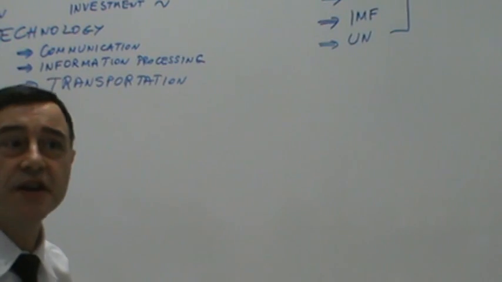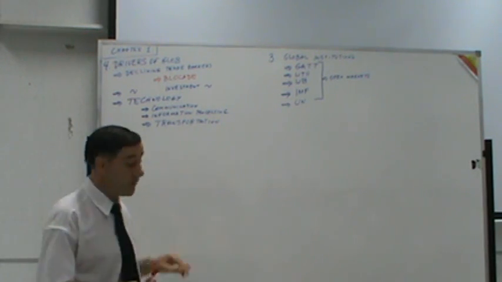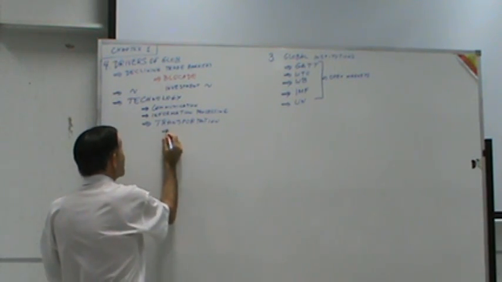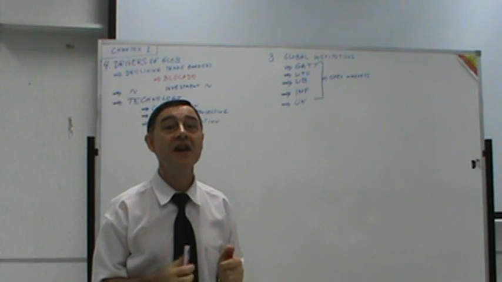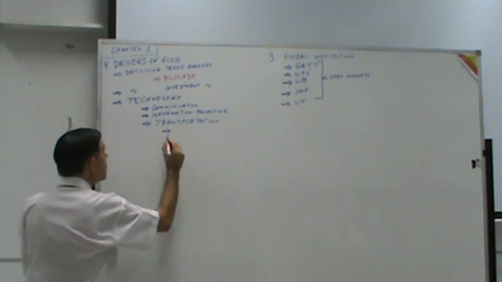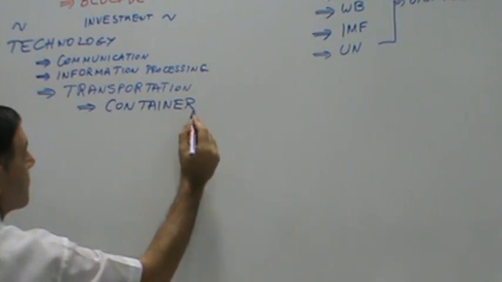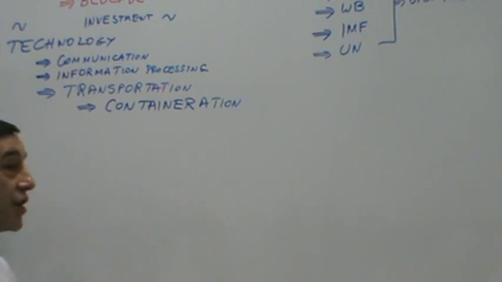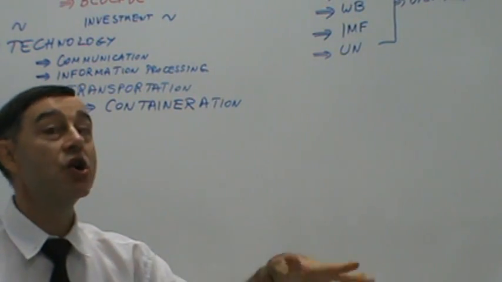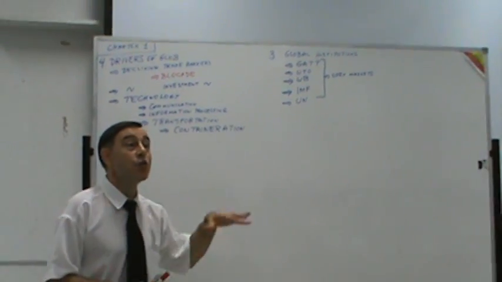Within information processing, the big one is the microcomputer and then the personal computer. You all know it, you're all familiar with it. Let's do a little bit on transportation. Within transportation, the big thing which has changed the world is called containerization. So you use containers. In other words, it is the development of shipping across the oceans, and the big commercial ships which ship goods.